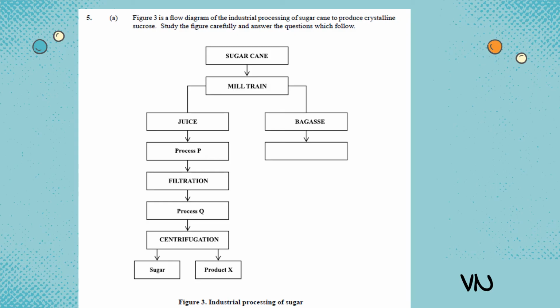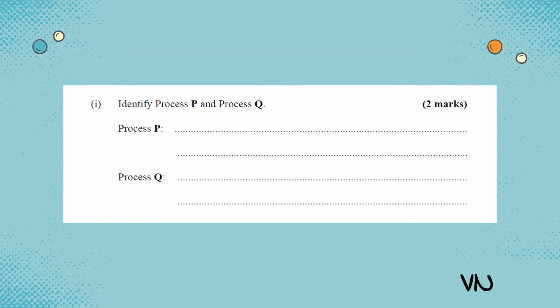Question 5 gives us a flow diagram of the industrial processing of sugarcane to produce crystalline sucrose. You're asked to study the figure and answer the questions which follow. First part of the question asks us to identify process P and process Q. So looking at there, process P is going to be clarification, or sedimentation and precipitation can be accepted as correct answers. And process Q is evaporation. Other acceptable answers will include vacuum distillation or distillation.